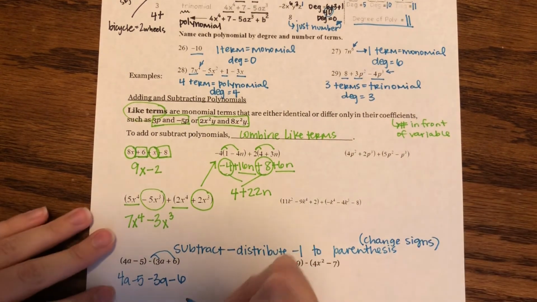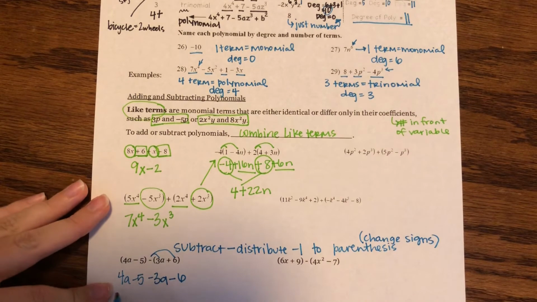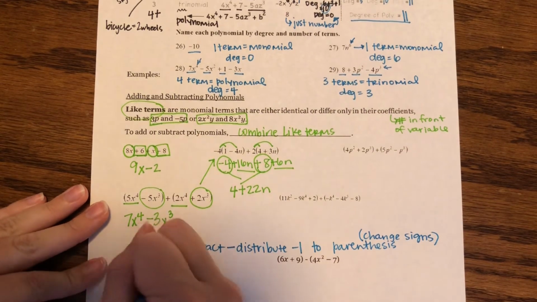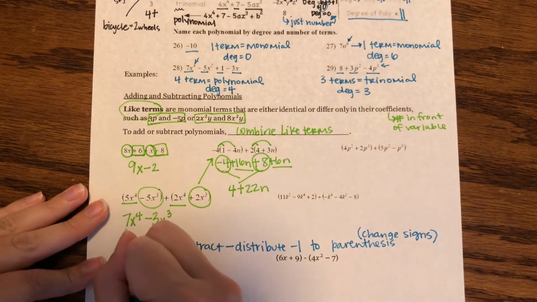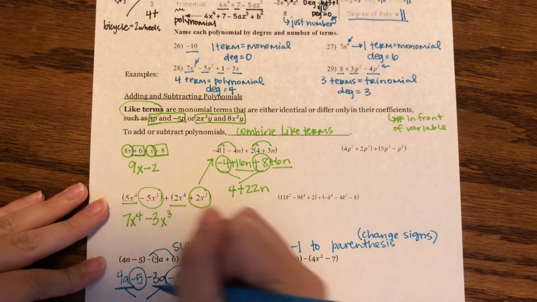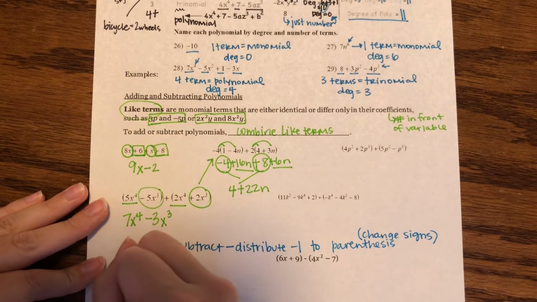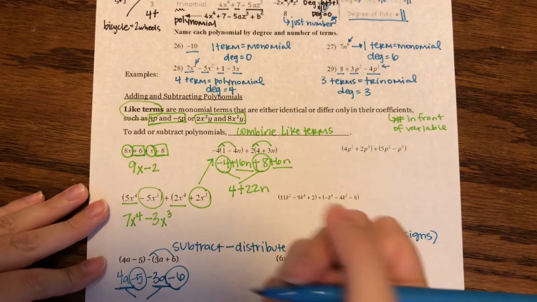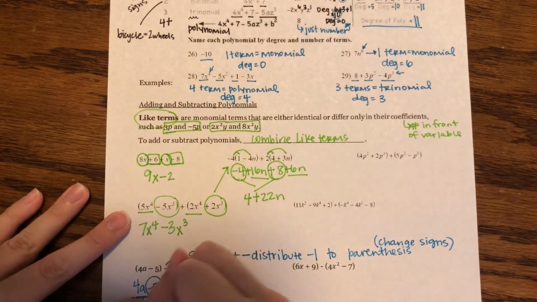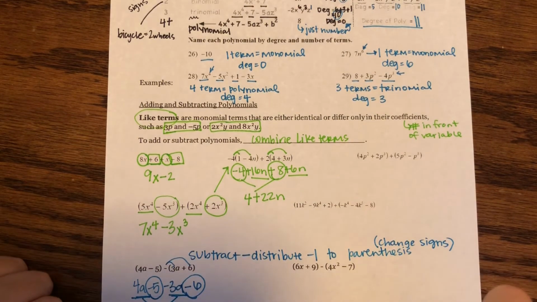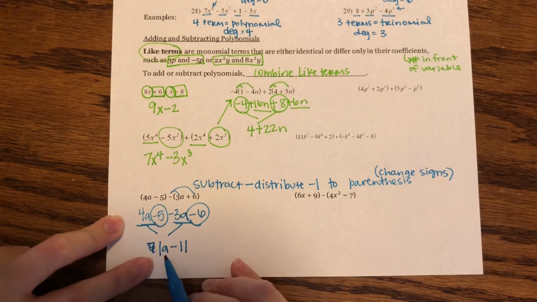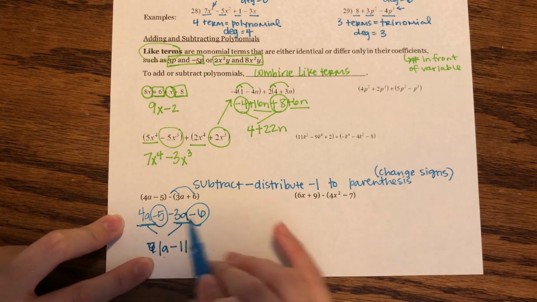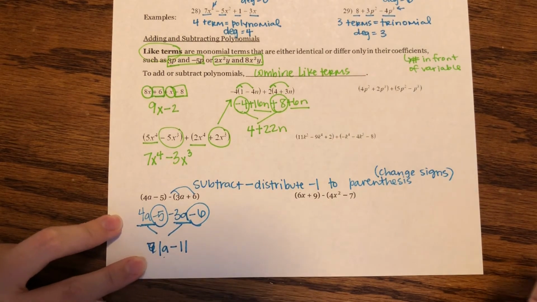So once we distribute and change the signs in the second parentheses, we're just going to combine like terms. So we have 4a and 3a, negative 5, negative 6. So 4a minus 3a is going to give me 1a. And then negative 5 minus 6 is going to give us negative 11. I'm sorry, you guys couldn't see that. So basically 4a minus 3a, we're going to get 1a, and then negative 5 minus 6, negative 11.